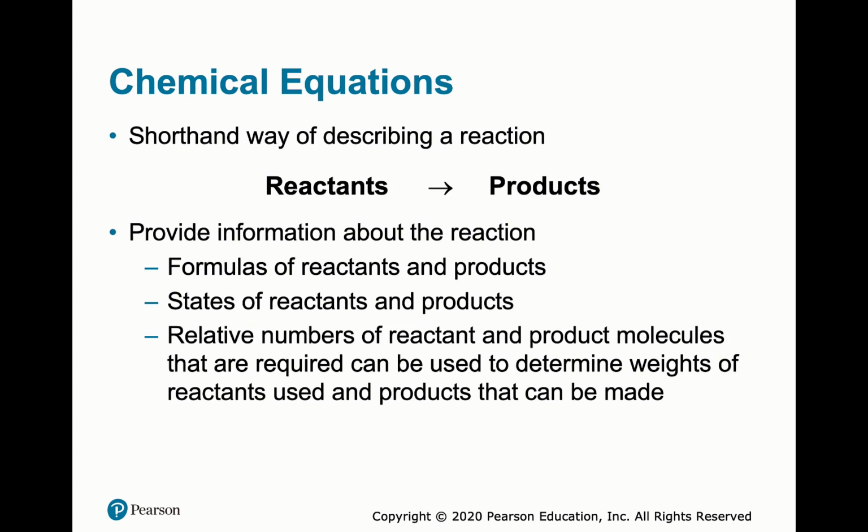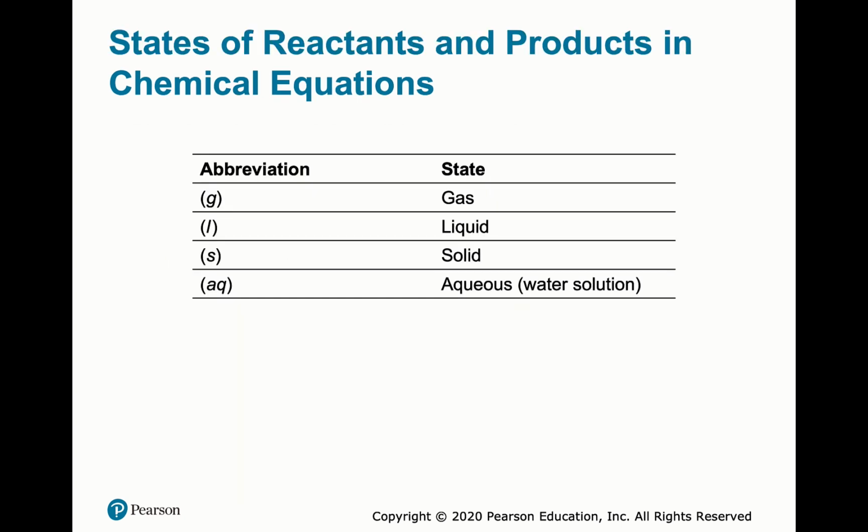So with chemical equations, one of the most basic is that on the left side of the equation are the reactants, and the direction of the reaction, and then the right side of the equation is the products. Some information we have in there are the formulas of the reactants and products, so the chemical formulas, the states of them, solid, liquid, gas, aqueous, and the relative numbers for balanced chemical equations.